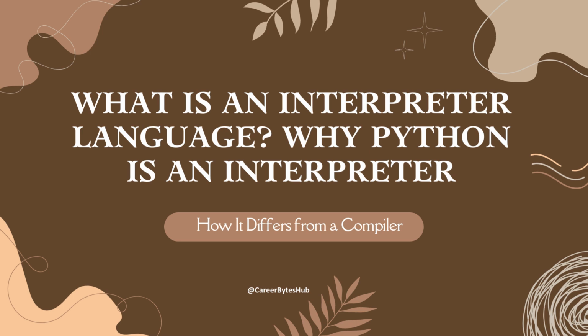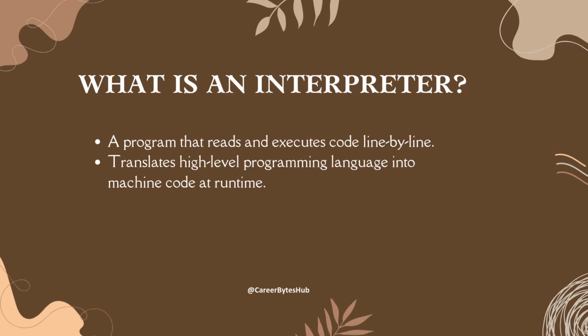Today we'll explore what is an interpreter language, why Python is an interpreter, and how it differs from a compiler. An interpreter is a program that reads and executes code line by line. Unlike a compiler, which translates the entire code at once, an interpreter translates high-level programming language into machine code one line at a time during runtime.